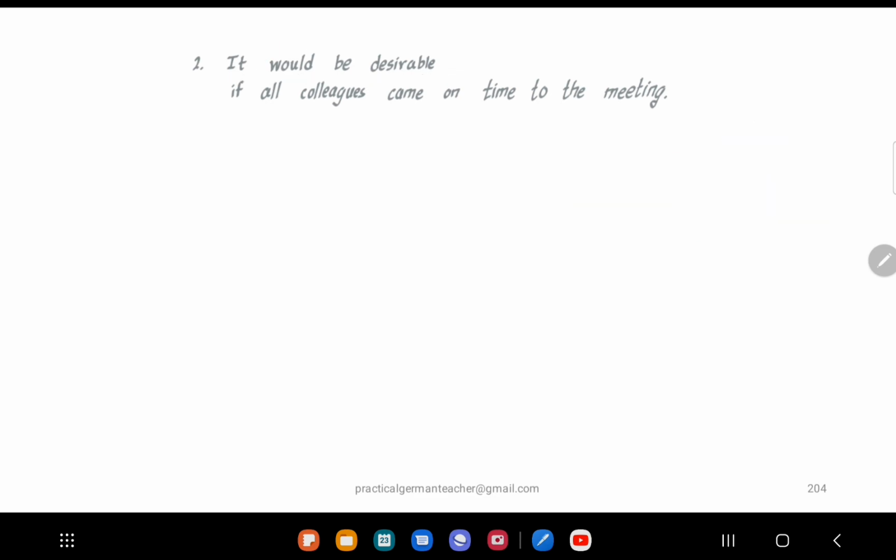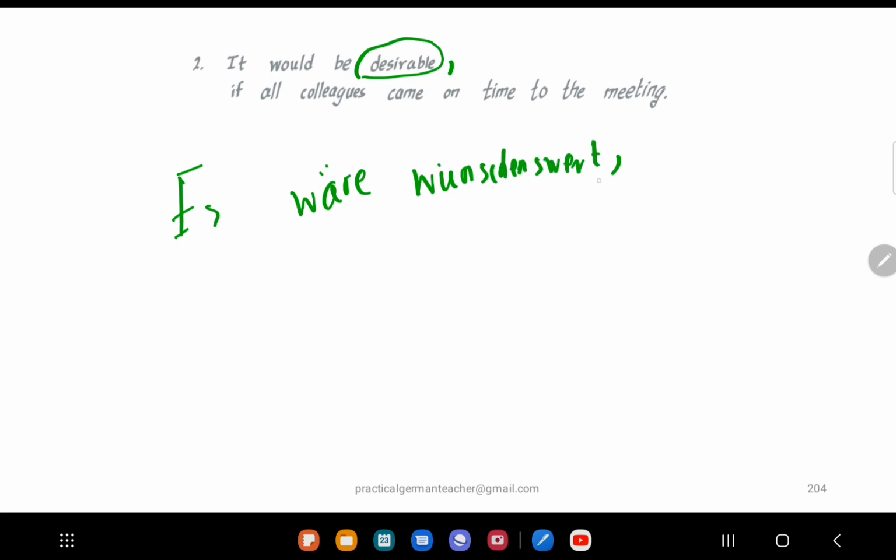So desirable. How do you say desirable in German? It's an adjective or an adverb. So I think you can say wünschenswert or erwünscht, right? So to write this, you will write es wäre wünschenswert, or you can also say es würde wünschenswert sein, right?